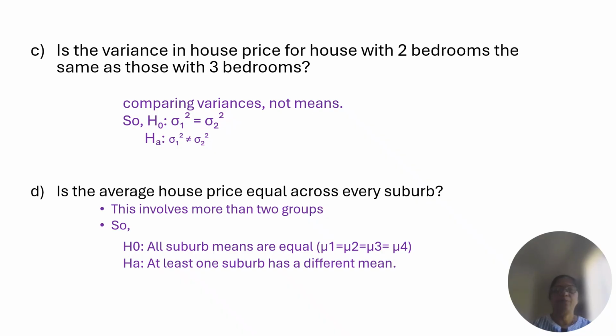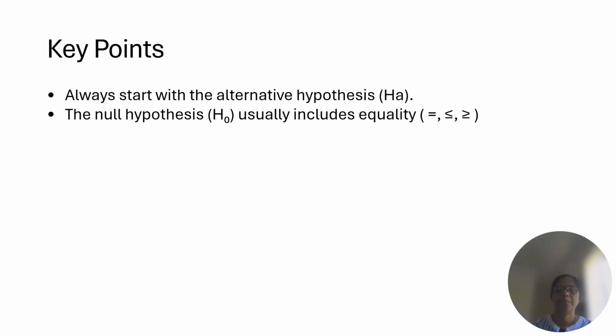So these are the 4 sub-questions that we covered for testing hypotheses. From these questions, the key takeaway is that it is always good to start by specifying the alternative hypothesis first, because that's what we are going to test. The null hypothesis usually includes an equal sign, right? The equality. So it is equal, or less than or equal, or greater than or equal. So these are the key points that we learned from these questions.